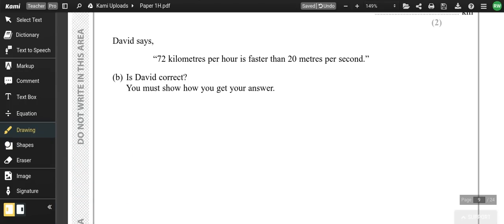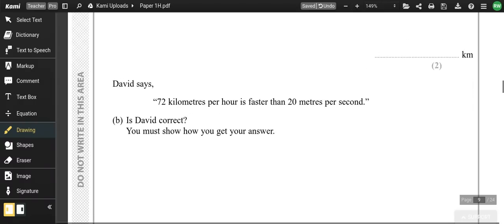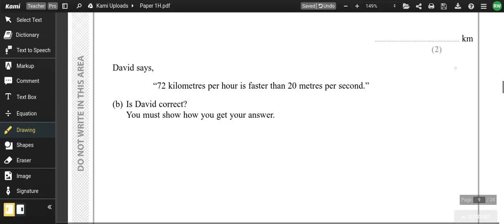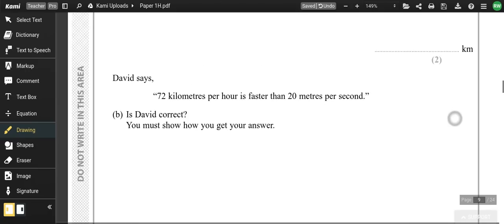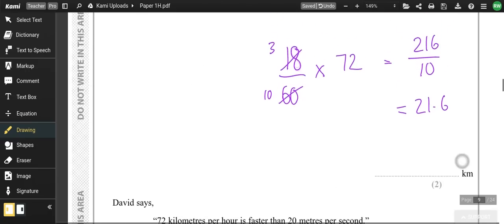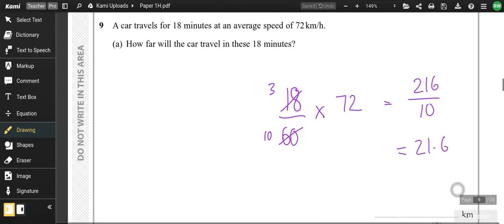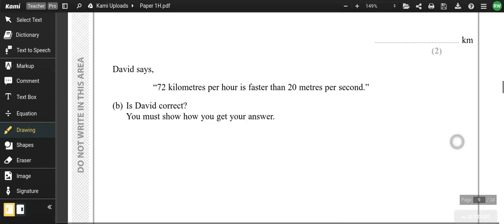David says that 72 kilometers per hour is faster than 20 meters per second. Is David correct? Okay, so you can convert 20 meters per second into kilometers per hour if you like, or you could say that that car was traveling at 72, so that traveled 21.6 kilometers.